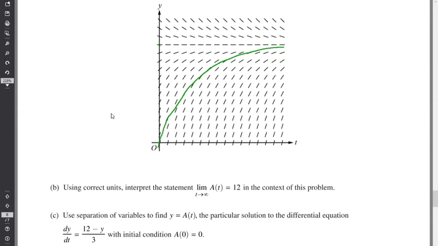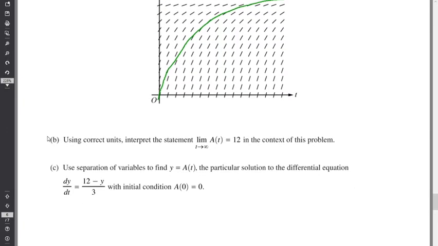Then for part B, using correct units, interpret the statement of the limit as t approaches infinity. We'll come back to that. I want to jump to part C and say use separation of variables. Another clue that you're using separation of variables is that it's talking about the particular solution. If you see that phrasing, then you should know that you're doing separation of variables. If it asks, find the particular solution, then it's asking you to do separation of variables.